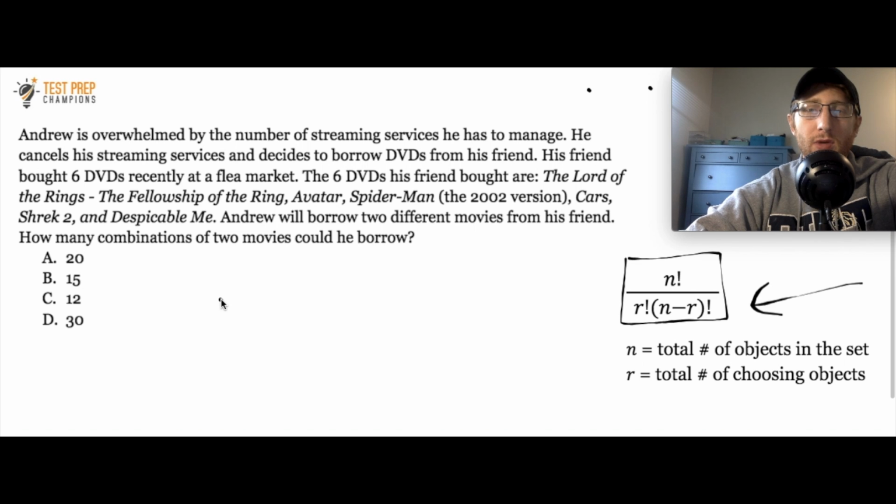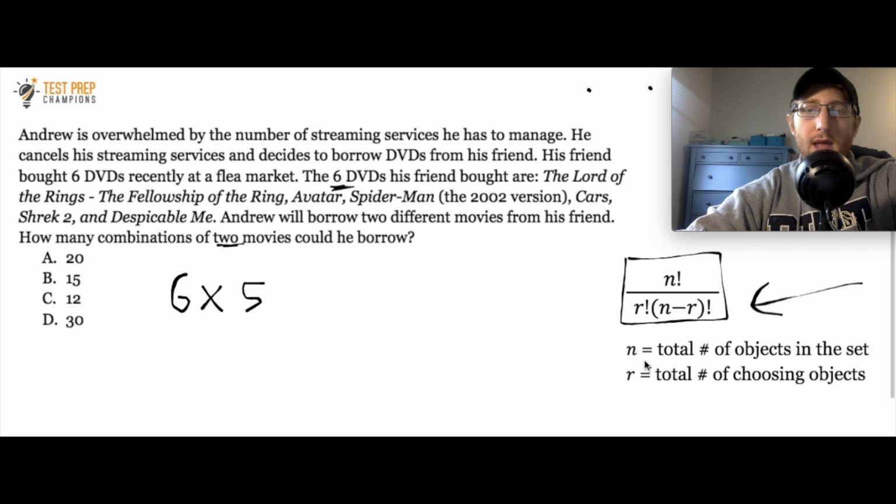N is the total number of objects in the set. So in this case, the total number of objects here is 6. And R equals the total number of chosen objects. In other words, he's choosing 2 movies. So R is going to be 2 and N is going to be 6. But we have to think about what these exclamation marks mean. The exclamation marks tell us that we're not just going to plug 6 in for N. What we're going to do is start with 6, and multiply it by every number below it until we get to 1.